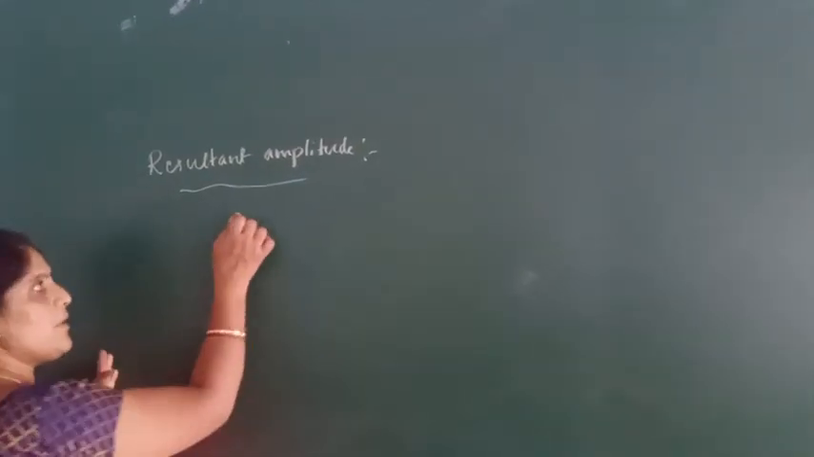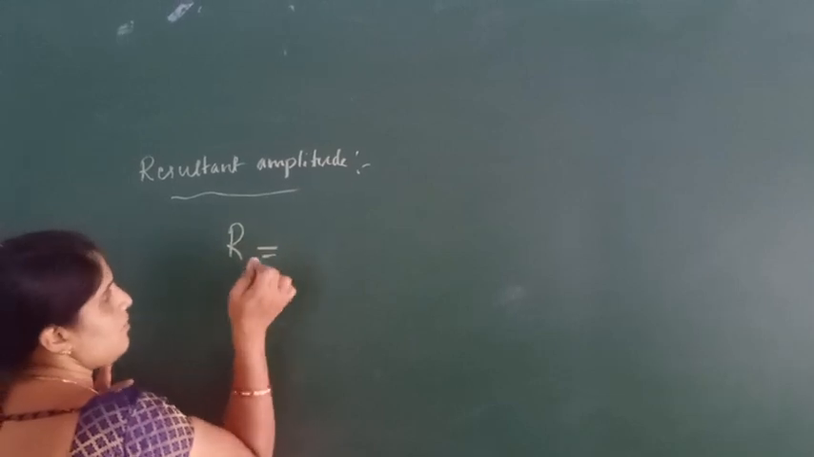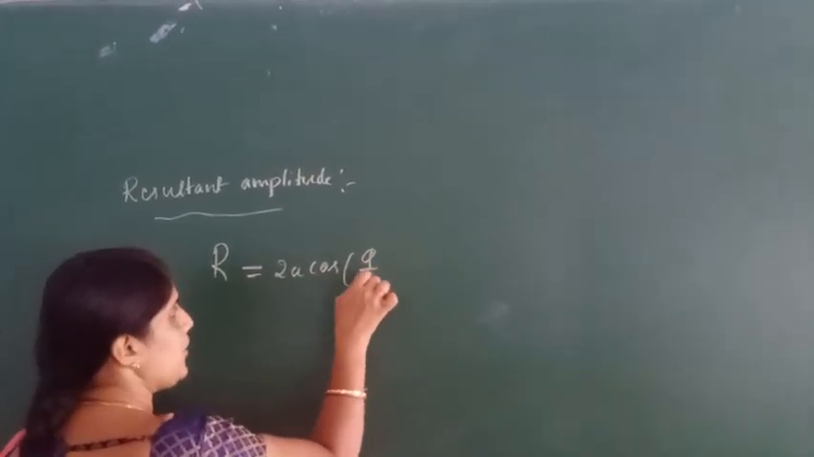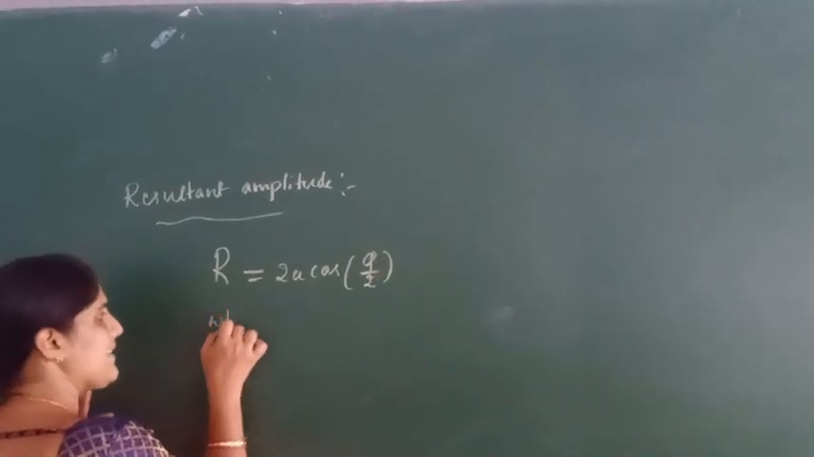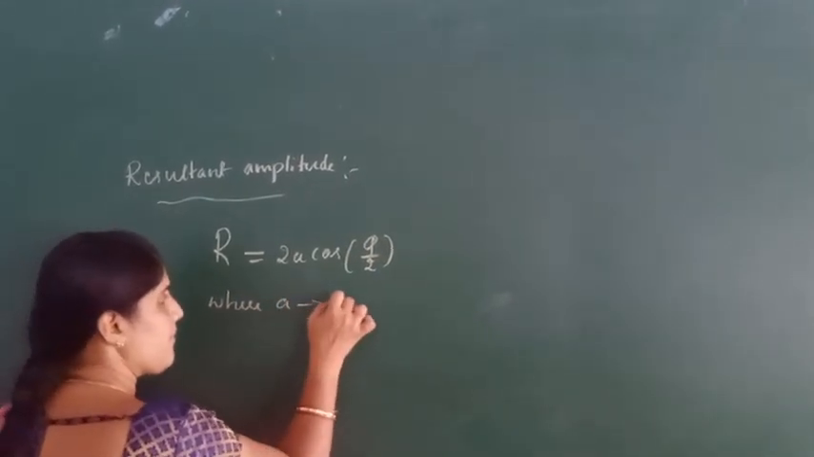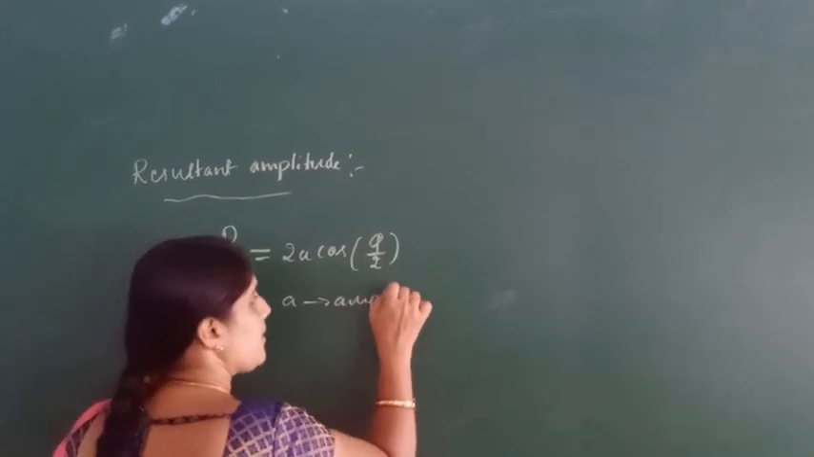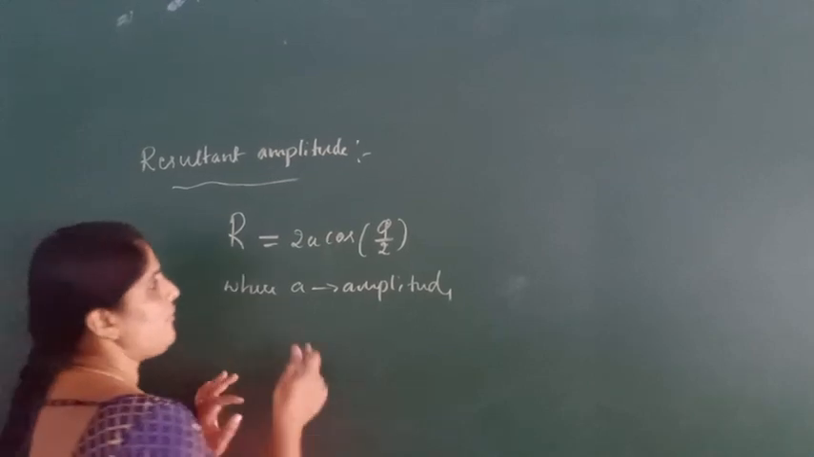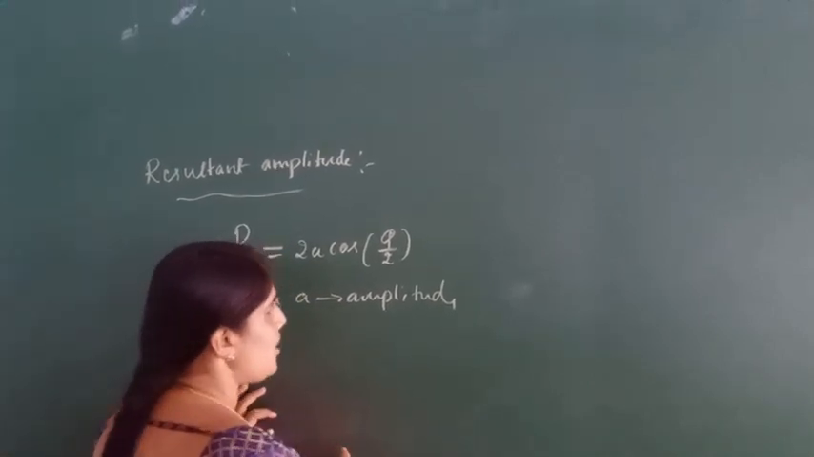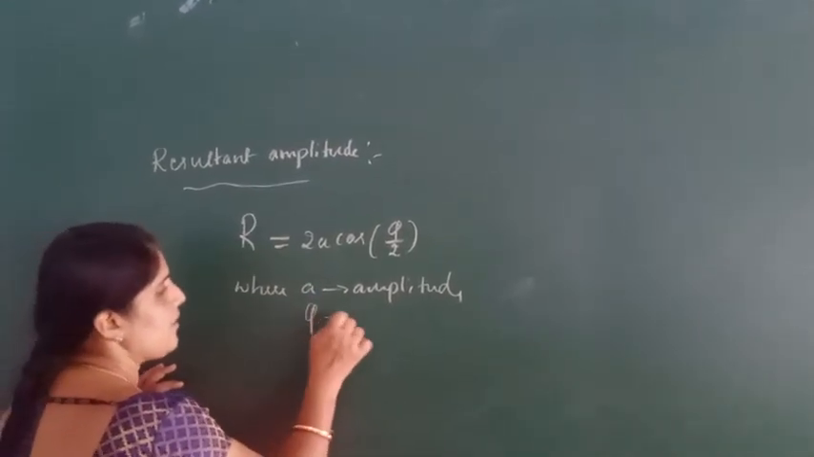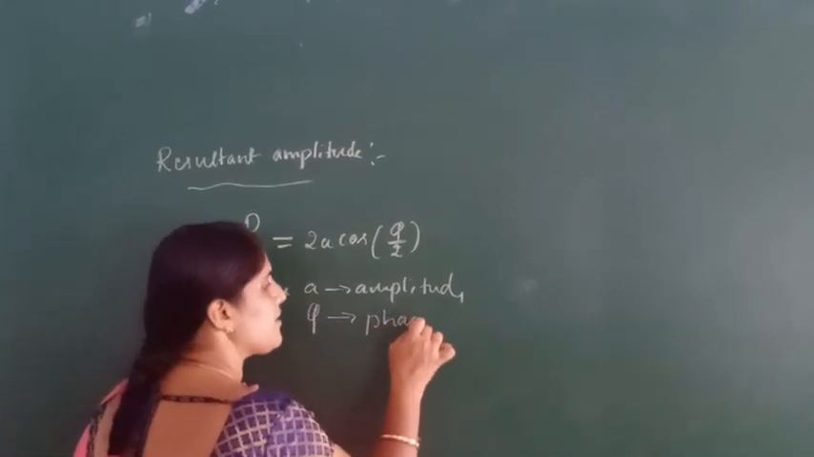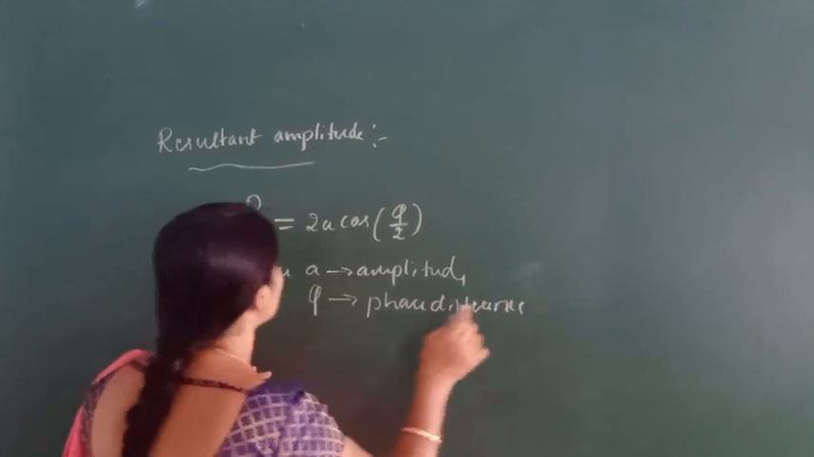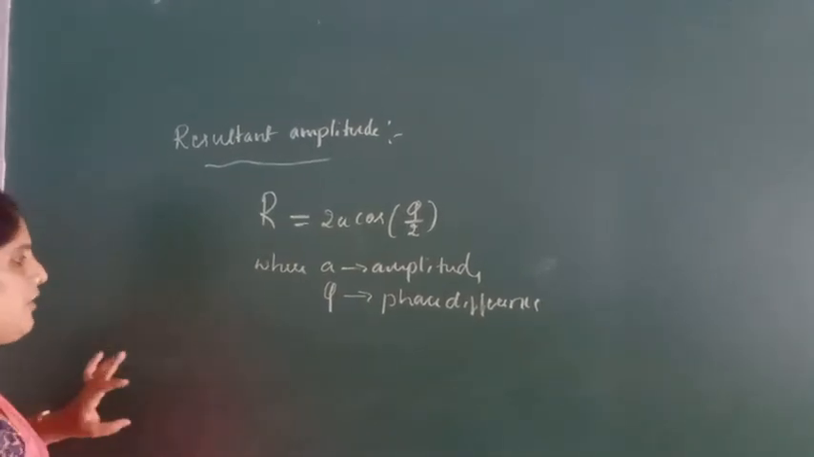Then the resultant amplitude is given by R is equal to 2A cos of phi by 2, where A is the amplitude of the individual wave. Don't confuse this A with R. R is the amplitude of the resultant wave. A is the amplitude of the individual wave. Phi is the phase difference. By using this, we obtain the condition for constructive and destructive interference.